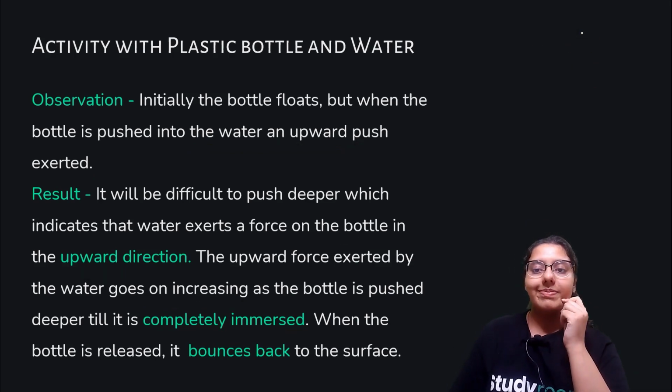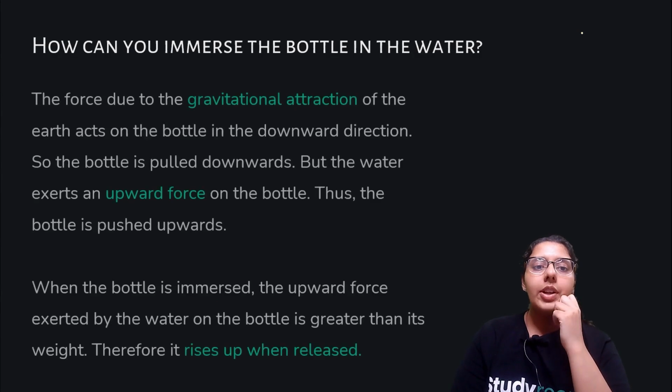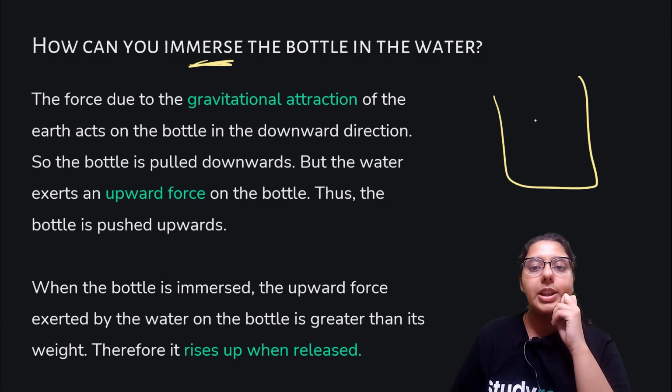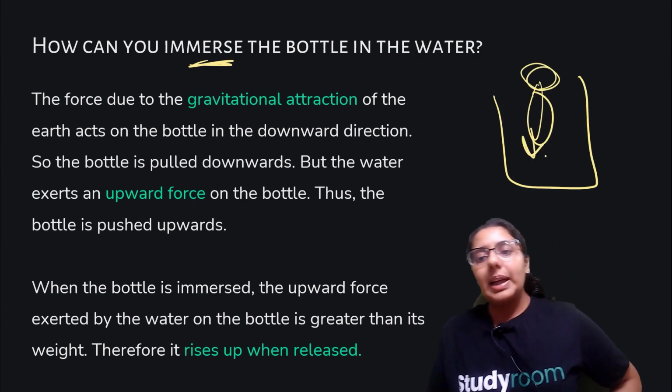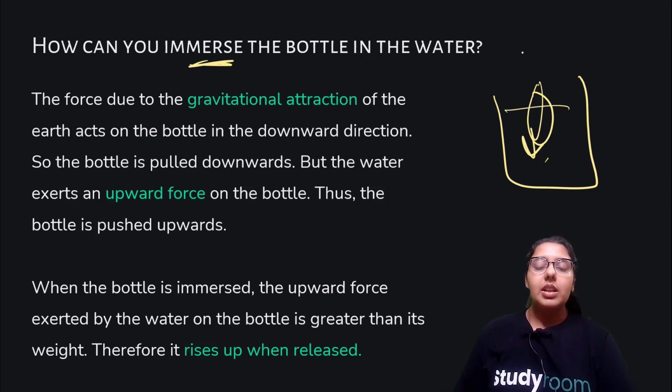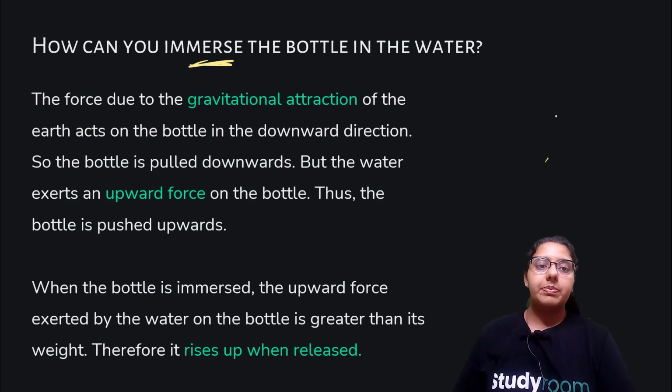Archimedes' principle is the reason behind this. Okay. How can you immerse the bottle in the water? What does immerse mean? That you want to push the bottle completely inside the water, right? You want to immerse the bottle in water. So how can you do this?